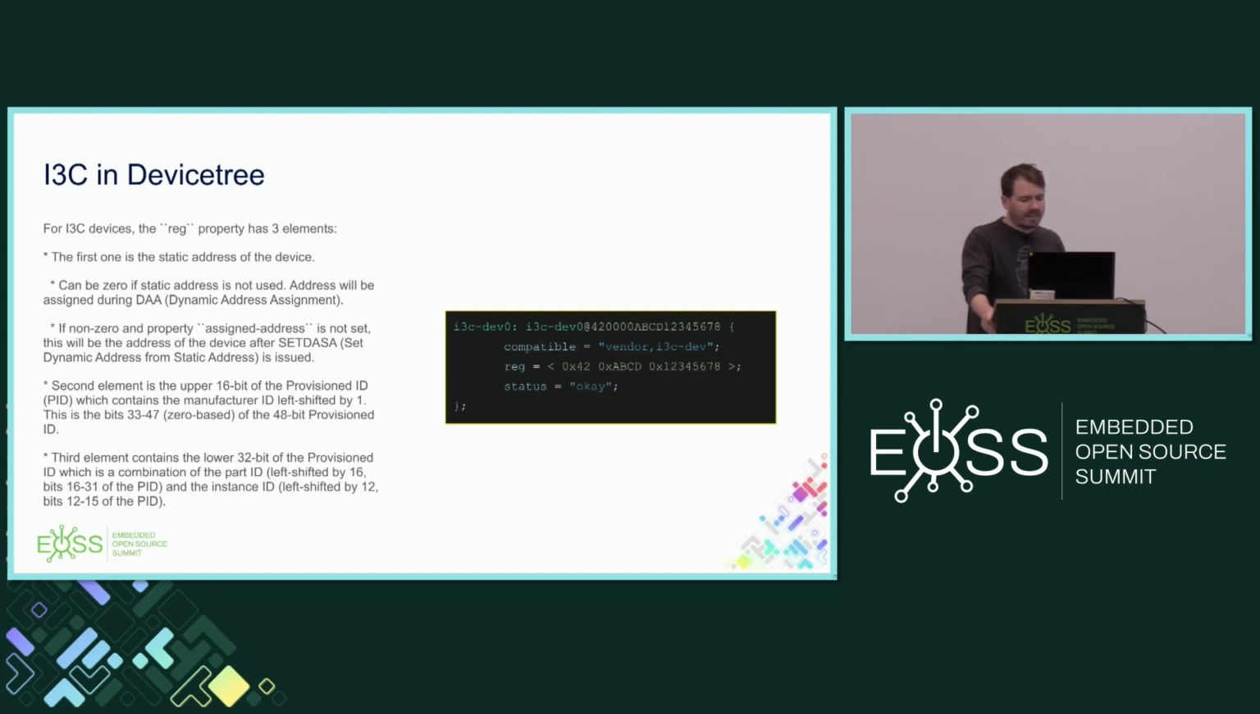But for I3C, this is quite a bit more. So the first element is still the static address if it has one. Of course, static address is optional, so if it doesn't have a static address, then those are to be 0. And the second element is just the upper 16 bits of the 48-bit PID. So you'll typically find that within the data sheet of the part that you're working with. And the third element is just the lower 32 bits of this provisional ID.